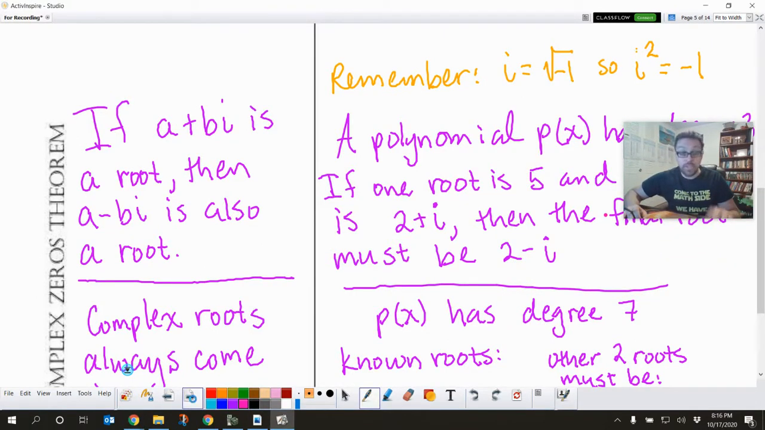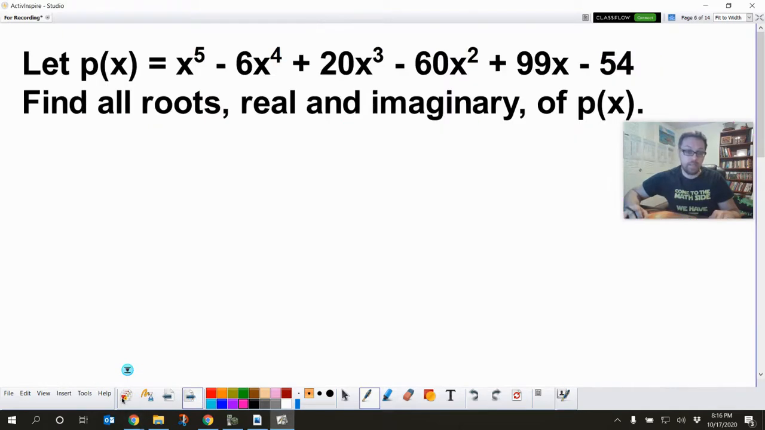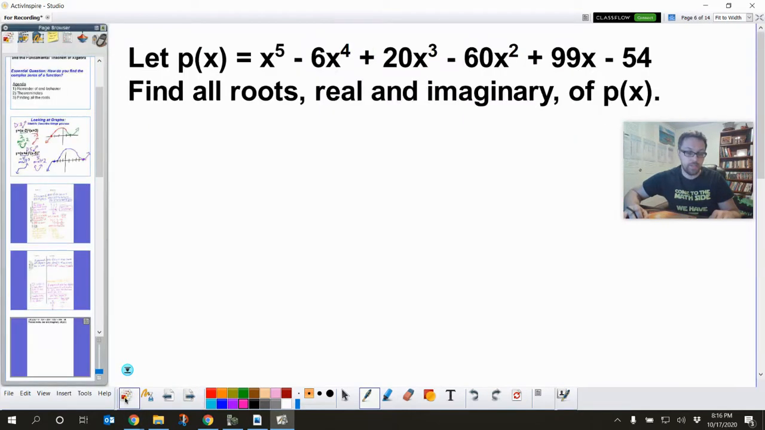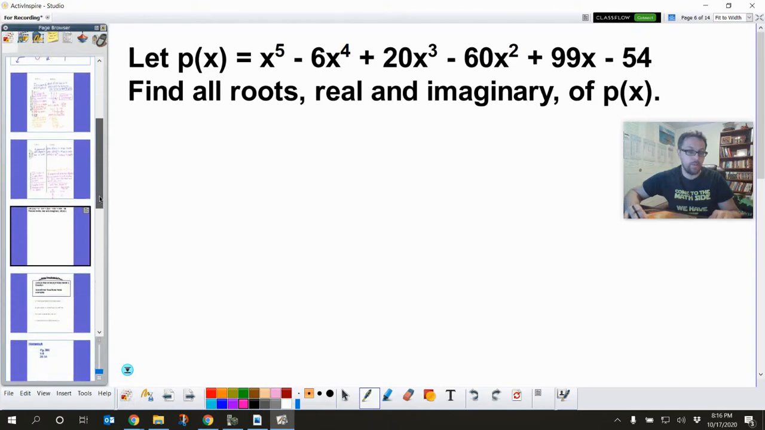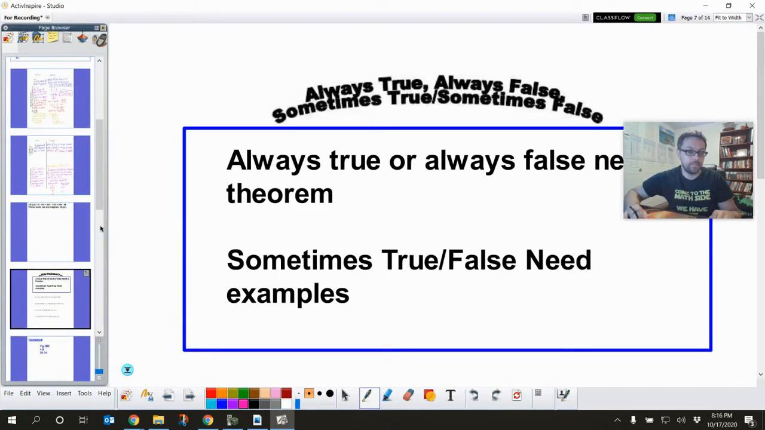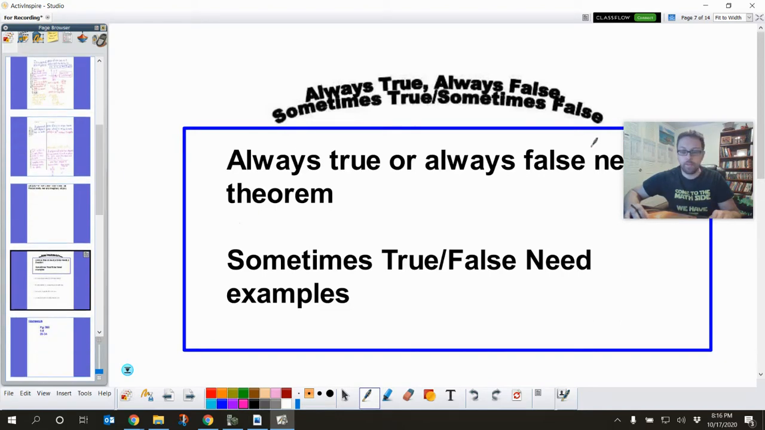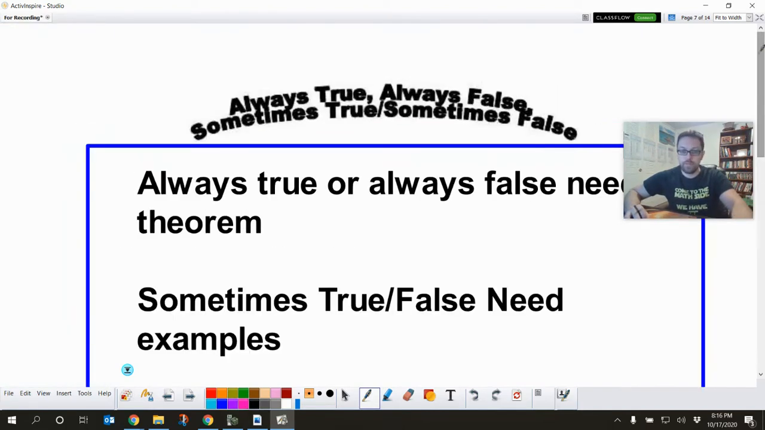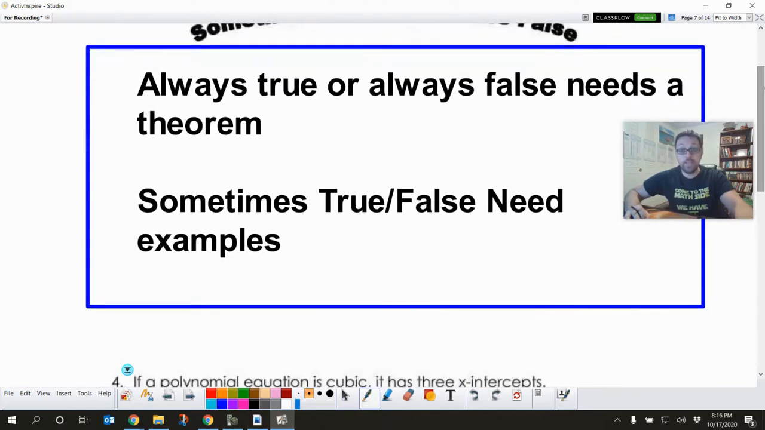Now we're going to use all these theorems in these sometimes, always, never questions. These are just out of order. That's okay. I'm going to ask you these questions on the test: always true, always false needs a reason, needs a theorem. Sometimes true, sometimes false, need examples.